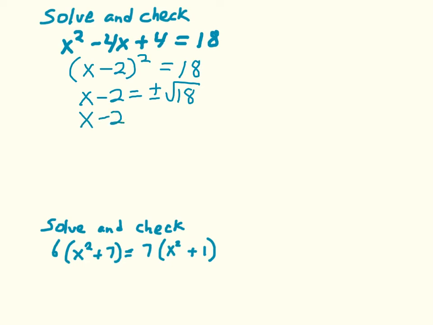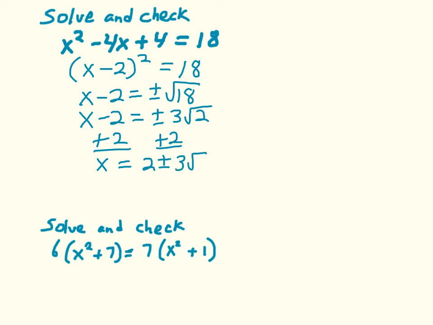Well, the positive or negative square root of 18 can be simplified. That's got a 9 in it, so that'd be 3 root 2. Then I'm going to add 2 to both sides. And again, it's customary to put the standalone number first: 2 plus or minus 3 root 2.